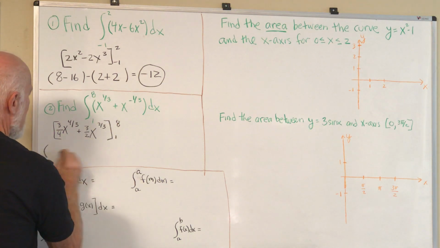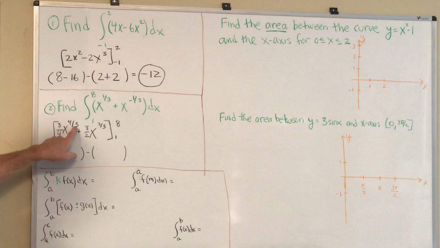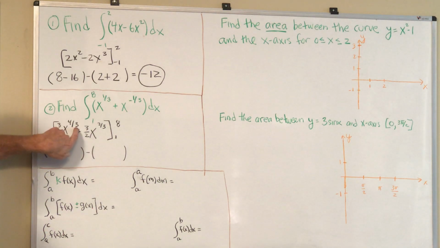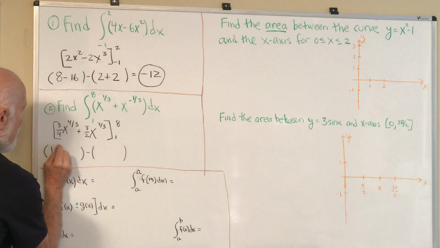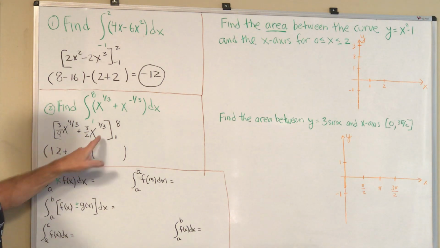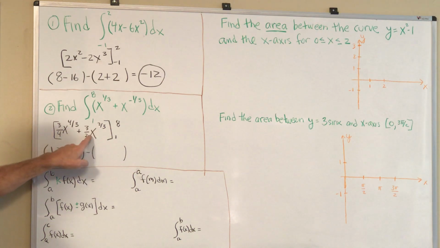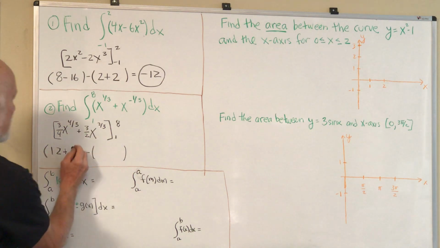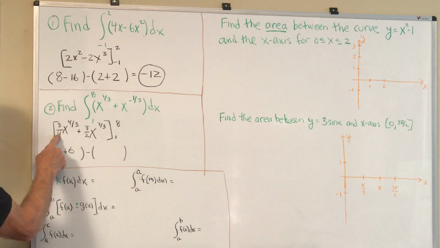And I go from 1 to 8. So first I put 8 in here. Well, the cube root of 8 is 2. 2 to the 4th power is 16. Divided by 4 is 4. So I think if I did that right, you get 12. Do the same thing with 8 to the 2/3, which is 4. So this becomes 6. And 1 to any power is just 1.